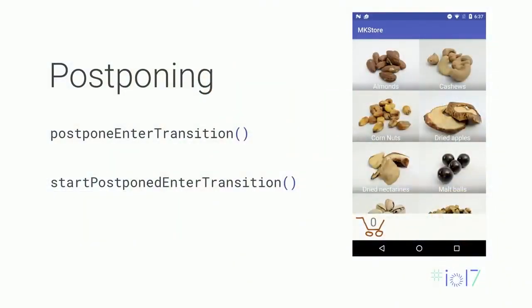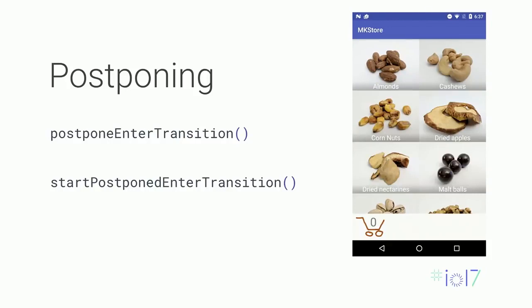And so in activity transitions, what do we do? Well, it's great. We have this thing called postponing the transition. So we have a postpone enter transition. And then when the views are ready, we call start postponed enter transition. So it gives you the ability to say, OK, just hold on a second. Wait for my views. Come on, views. And then when they're all ready, then you say, go.